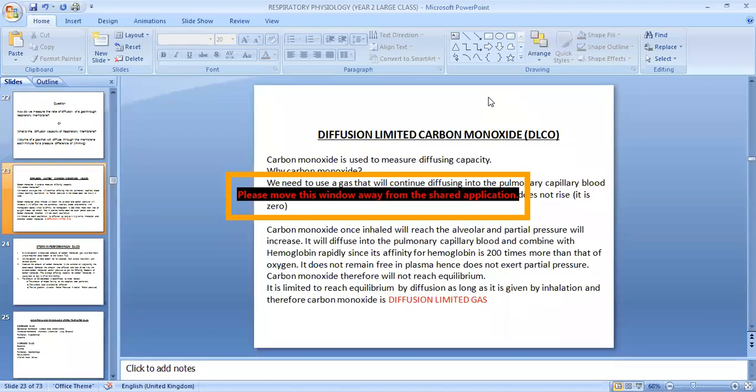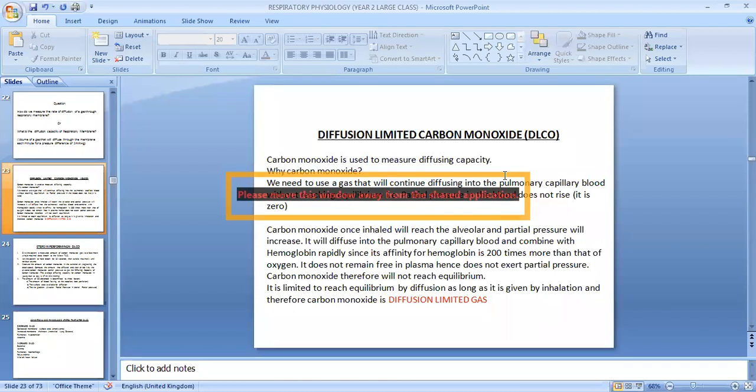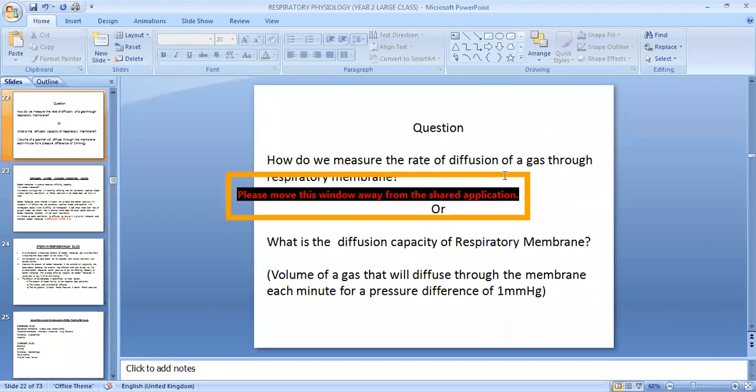Okay. Is my slide clear from your side? It's telling me there is a window that I need to close. The slides are clear. Okay, very well. Diffusion. Okay, let me repeat this one. The question is this: how do we measure the rate of diffusion of a gas through a respiratory membrane?